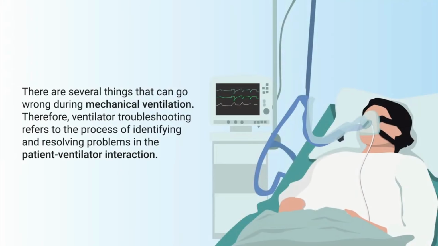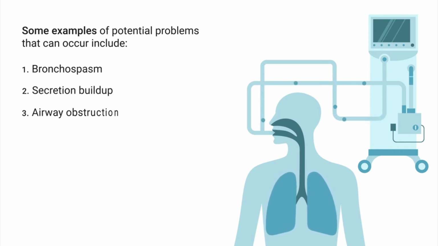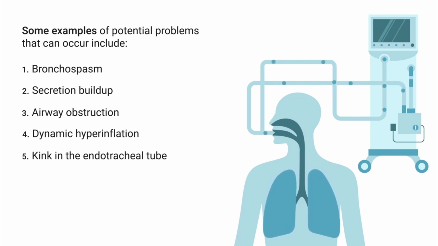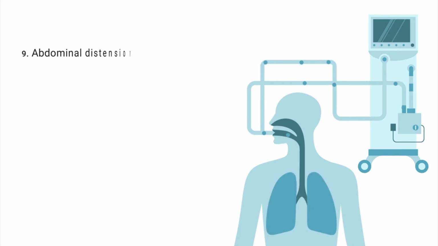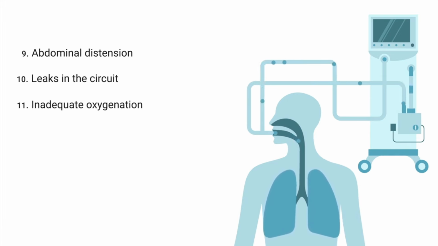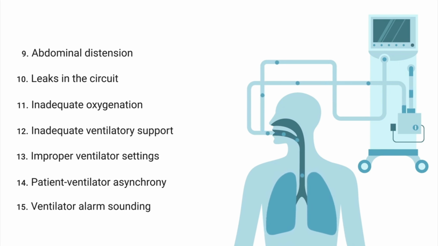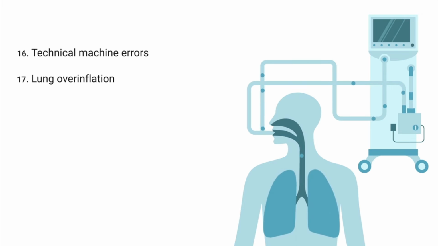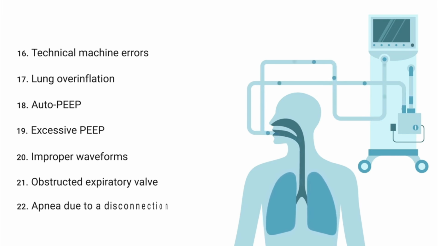There are several things that can go wrong during mechanical ventilation. Therefore, ventilator troubleshooting refers to the process of identifying and resolving problems in the patient-ventilator interaction. Some examples of potential problems that can occur include bronchospasm, secretion buildup, airway obstruction, dynamic hyperinflation, a kink in the ET tube, a patient biting the ET tube, improper patient positioning, drug-induced distress, abdominal distension, leaks in the circuit, inadequate oxygenation, inadequate ventilation, improper ventilator settings, patient ventilator asynchrony, ventilator alarms that are sounding, a technical machine error, lung overinflation, auto PEEP, excessive PEEP, improper waveforms, obstructive expiratory valve, and apnea that is due to a disconnection. Oh yes, as you can see, a lot can go wrong.